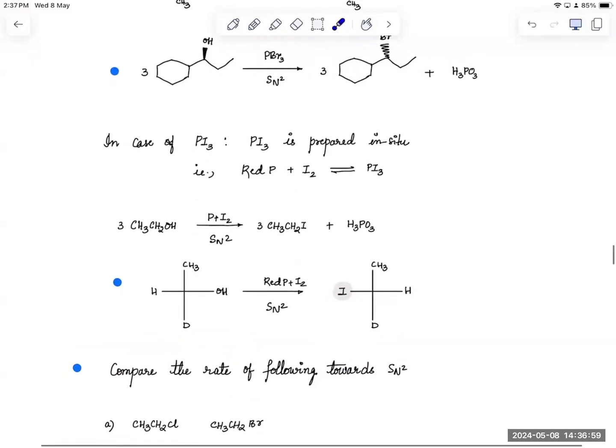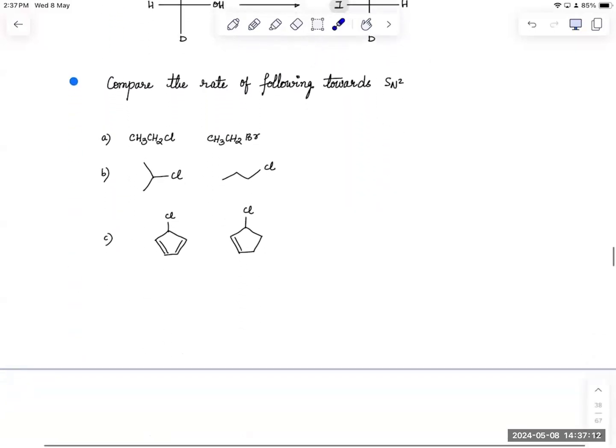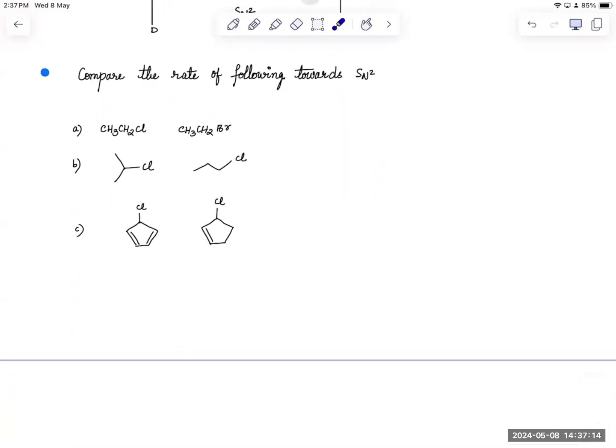Clear everybody? So these are the main SN2 type of reactions in alkyl halides. Only these three important reagents: PCl5, PCl3, SOCl2. Now let us do the comparison towards SN2. Like which one is better? What is the rate of these reactions?